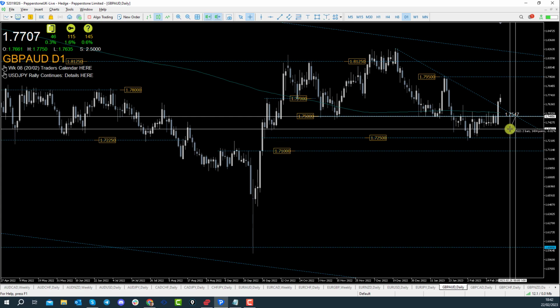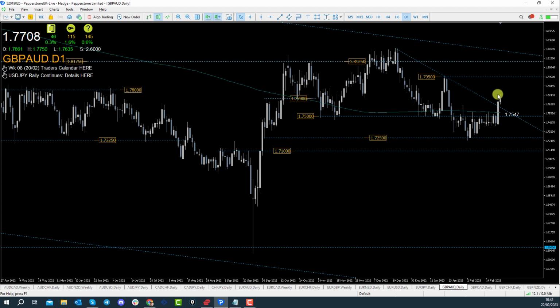That could be with a potential of like a 100 pip stop loss. So that's going to give us a good reward to risk ratio as well, if we were to wait for price to come and retest that 1.75 handle before looking for further opportunities.